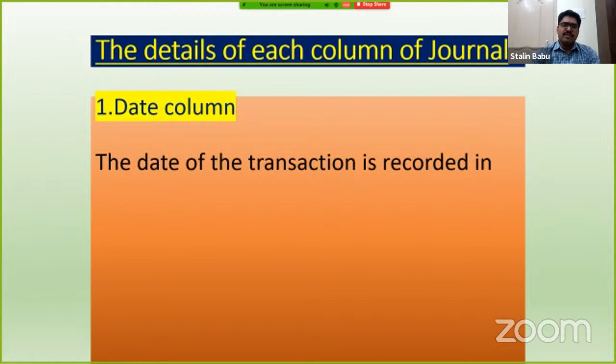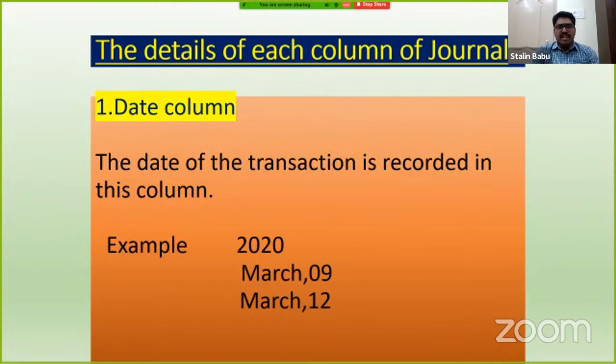What is the first column? The date column. In the date column, we record the date of the transaction, when the transaction has taken place. In this column, first we write the year. Under the year, we write the month, followed by the date. Every time we need not write the year. For the first transaction, we write the year. For the following transactions, we enter only the month and day.